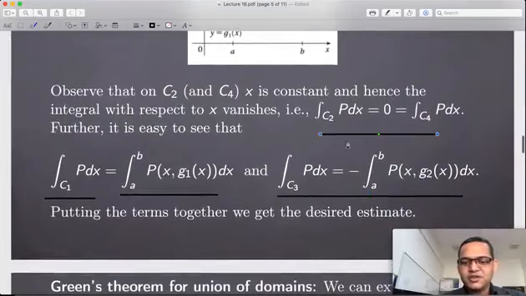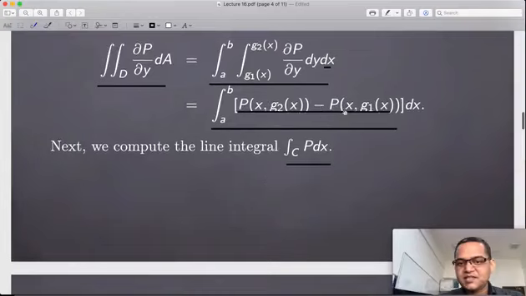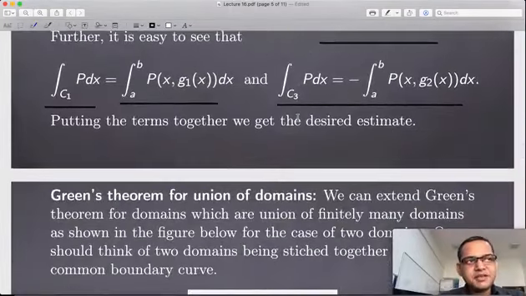Now you have to just put all these things together. There's no contribution from here, and these two only contribute, and you see that you get these terms with proper signs which you wanted, and this is precisely this equation. So proving this theorem for the simple domains is fairly easy. However, if you want to do something general, that's not easy to prove.